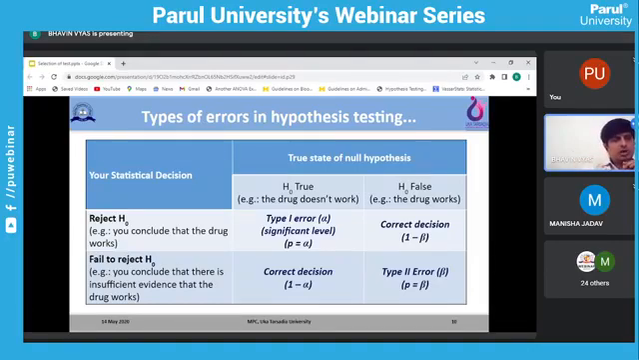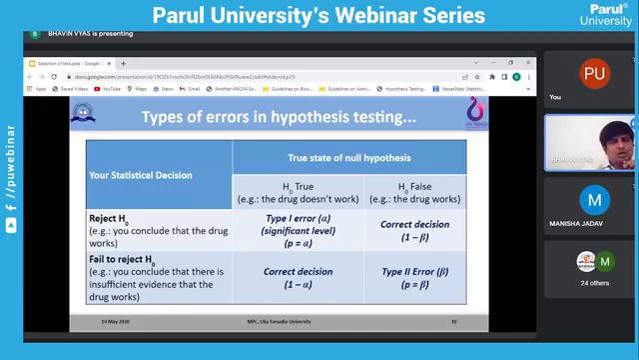drug is working. Okay, so in the first condition, you are saying that it is not working, and in reality it is also not working. So that is a correct decision. The problem will be here: the drug is working in reality, and you conclude that the drug is not working. That is known as type 2 error, which is known as false negative.